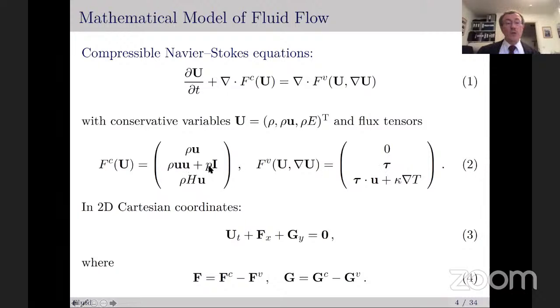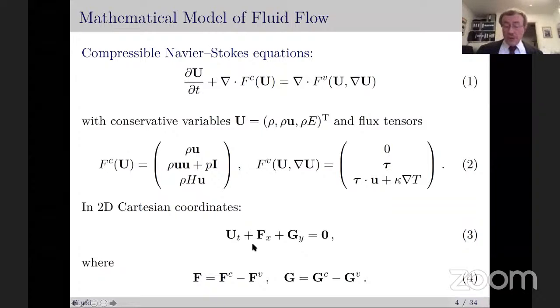In there, we have also p, the pressure, I is the identity matrix, H, that is rho E plus p, that is the total enthalpy, rho H, and tau is the viscous stress tensor for a Newtonian fluid. K appearing here is the thermal conductivity and T is the temperature. We have considered here 2 dimensions, and the x and y components of these tensors, that is the inviscid flux tensor minus the viscous one, are then denoted by F and G respectively.